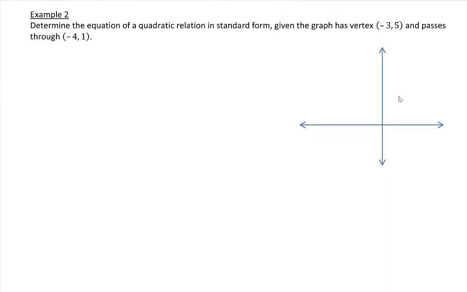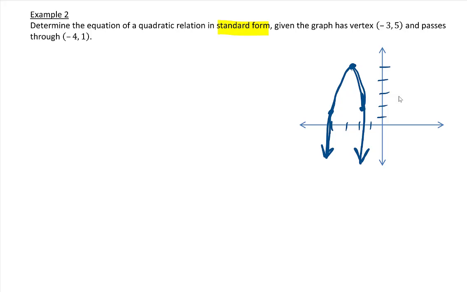Example 2. Determine the equation of a quadratic relation in standard form given that the graph has vertex negative 3, 5 and passes through the point negative 4, 1. So there's the vertex, and since the point is below it, we have a graph that opens downwards. And the matching point should be at negative 2, 1.